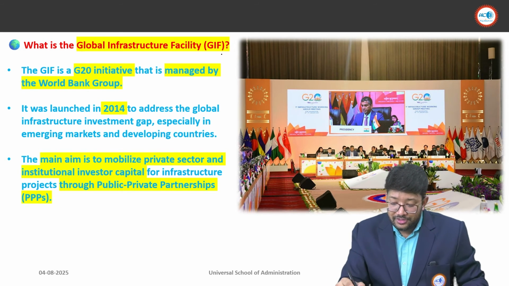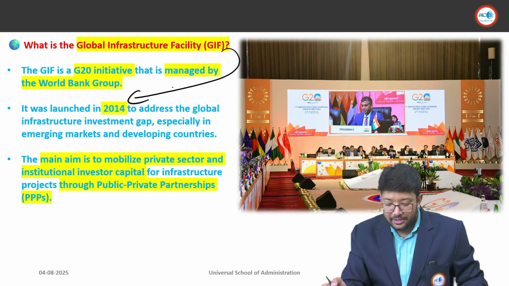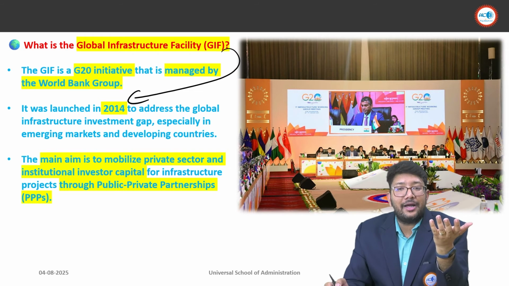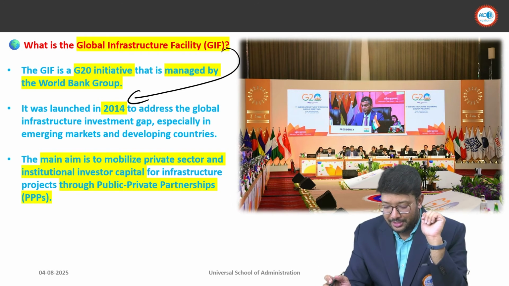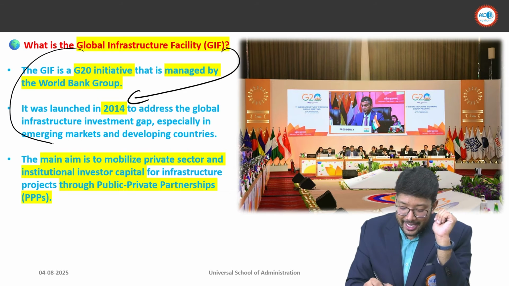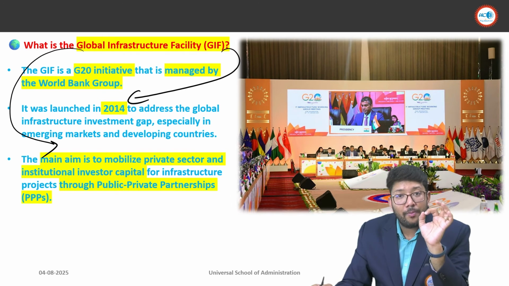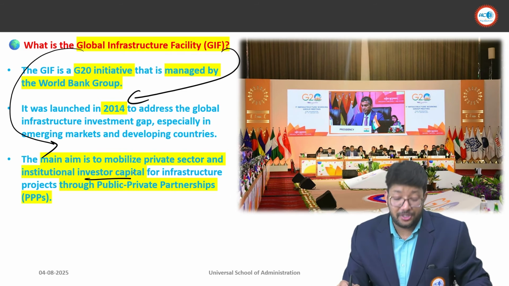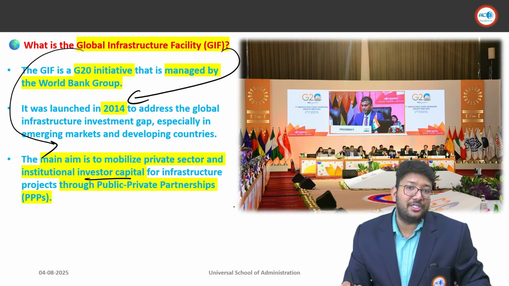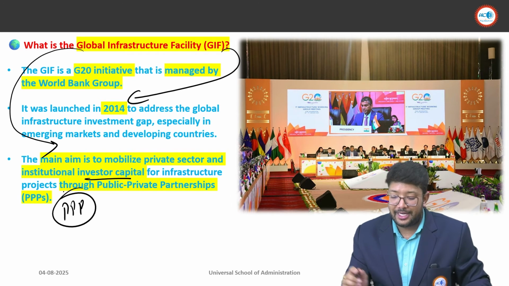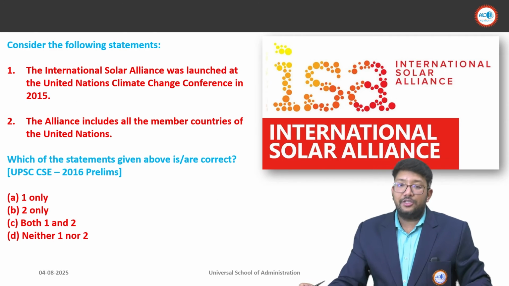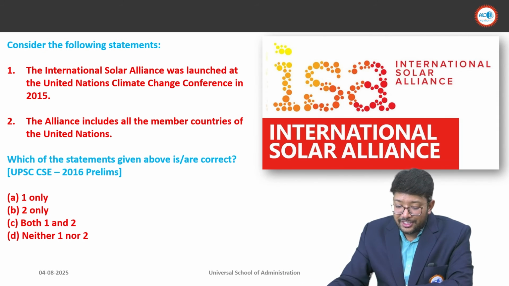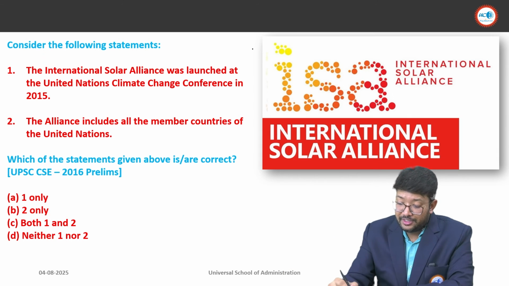It was launched in 2014 to address the global infrastructure investment gap, especially in emerging markets like Brazil, India, and other developing countries. What was the main aim of GIF? It was to mobilize private sector and institutional investor capital for infrastructure projects through public-private partnership, that is PPP. Okay, that is our GIF. I hope you understood that. Next, consider the following statements. The International Solar Alliance, a very important question because it is related to India.